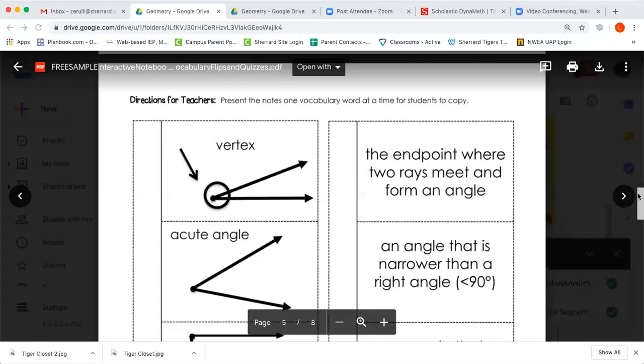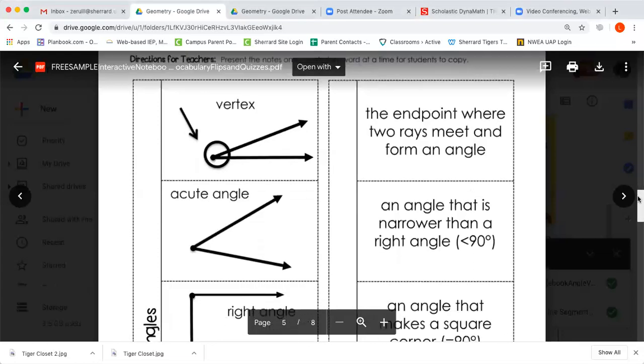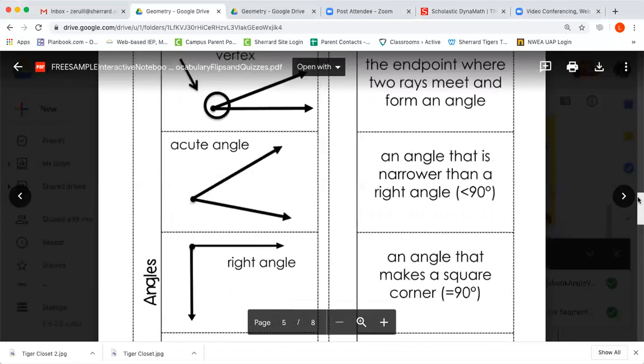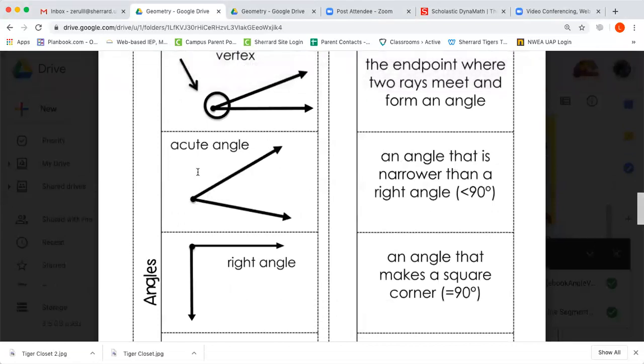Now, some of these terms may look really familiar. When you were younger, you probably learned some of these things. This would be called an acute angle. Now, when we start measuring angles, we should be able to identify whether an angle is acute, right, or obtuse, which I'm going to talk about all of those things. But an acute angle, and I always like to say my reminder for that one is it's a cute little angle. It measures less than 90 degrees.